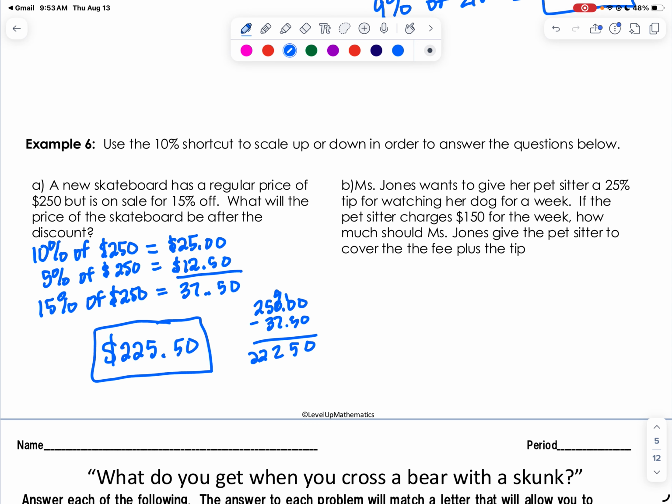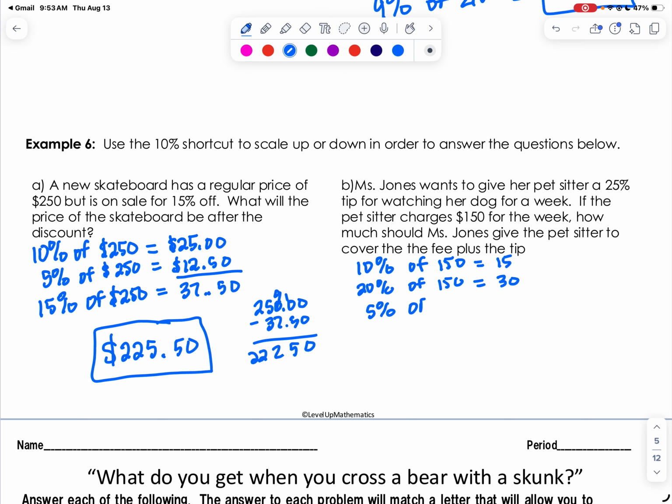All right. Miss Jones wants to give her pet sitter a 25% tip for watching her dog for a week. If the pet sitter charges $150 for the week, how much should Mrs. Jones give the pet sitter to cover the fee plus the tip? So let's calculate 10% of $150 first. That would be $15. So 20% would be double that. 20% would be $30.